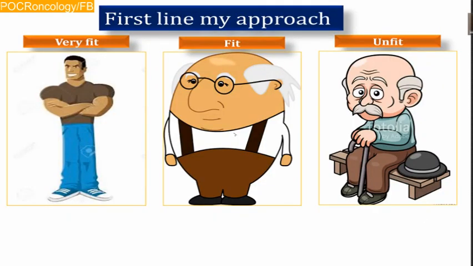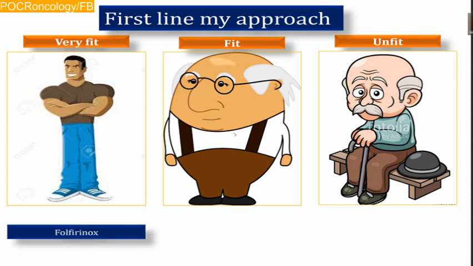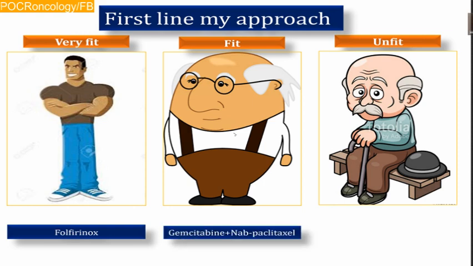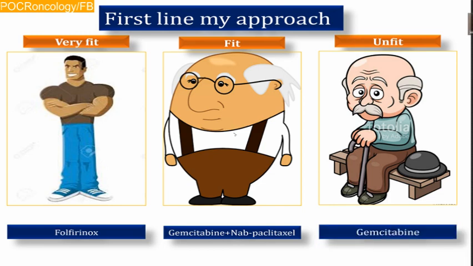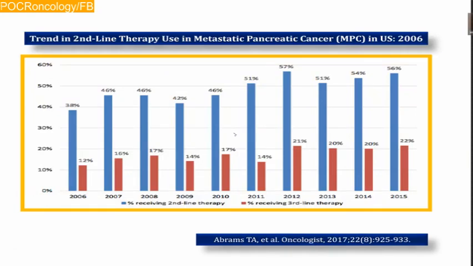So, what's my first line approach for completely healthy, muscular patients? I usually recommend FOLFIRINOX chemotherapy. For the borderline patient, I include gemcitabine and nab-paclitaxel. And for the unfit patient, actually, I go with gemcitabine or best supportive care.